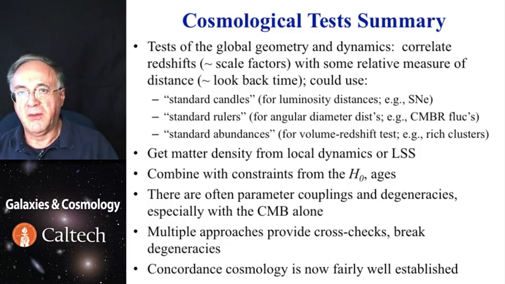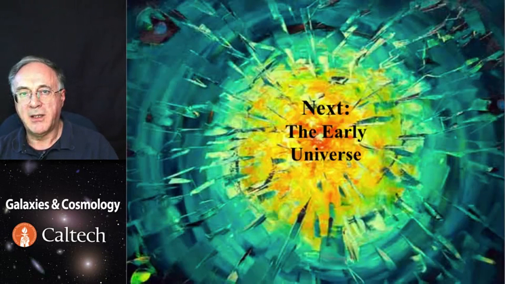Because of this, we believe that we have a good picture now. Many different methods, completely different kinds of measurements, completely different kinds of physics, all converge to the same thing. And this is why we think that concordance cosmology is now fairly well established. Next time, we'll start talking about the early universe.